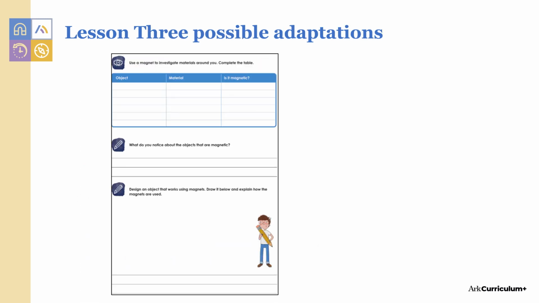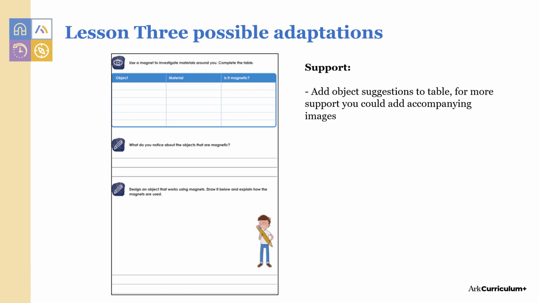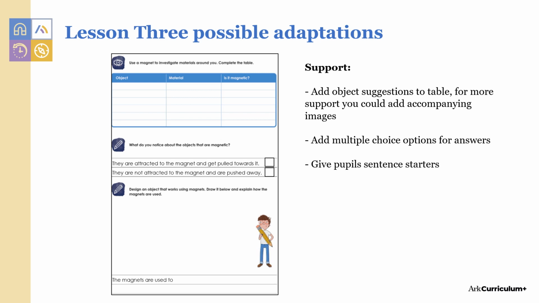In Lesson 3, pupils need to complete the table by using a magnet to investigate materials around them and answer 2 write questions. Support pupils by adding object suggestions into the table, and for more support, you could add accompanying images. You could add multiple choice options for answers and give pupils sentence starters. Stretch pupils by asking them why magnets are useful and what else they can be used for.